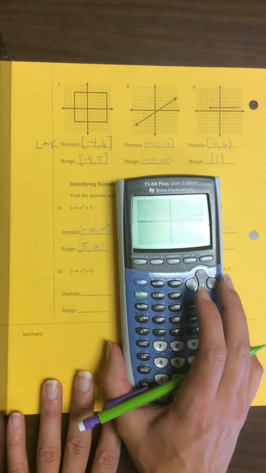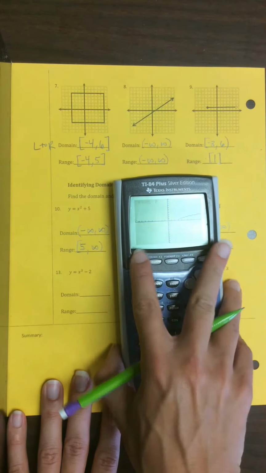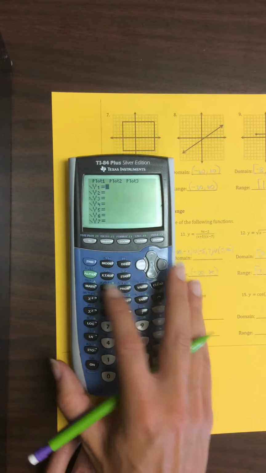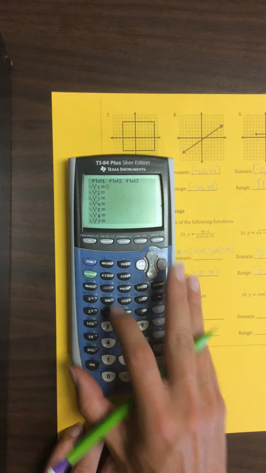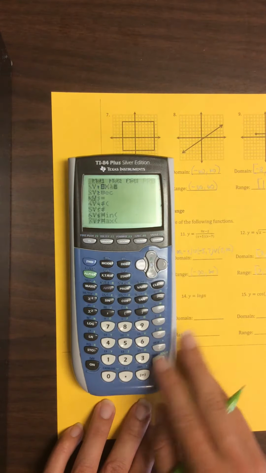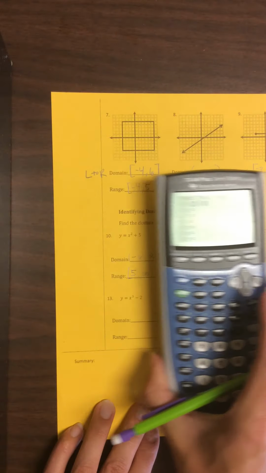This next one here, we are going to type in as x cubed. So x cubed, we type in x, and then hit math. You can see the cubed is the third one down. And that is minus 2.